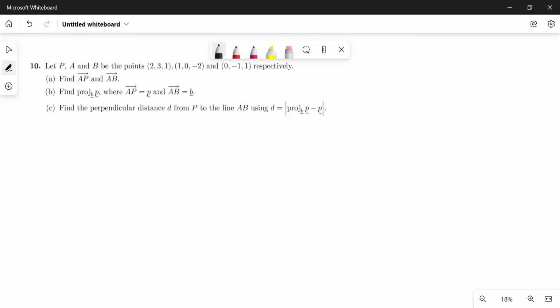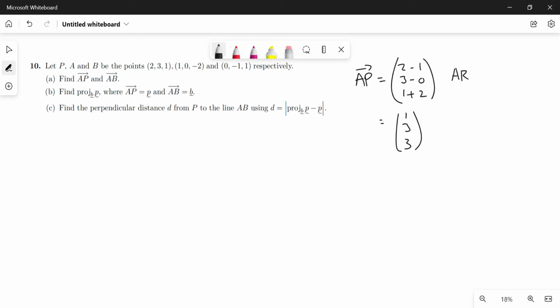Okay, first thing we have here are 3 points, and we're asked to find both the vector AP and the vector AB. So for AP, we'll take the P point, which is 2, 3, 1, and subtract the A point, which is 1, 0, negative 2. Hopefully that's correct. So that gives us 1, 3, 3. So AP is 1, 3, 3.